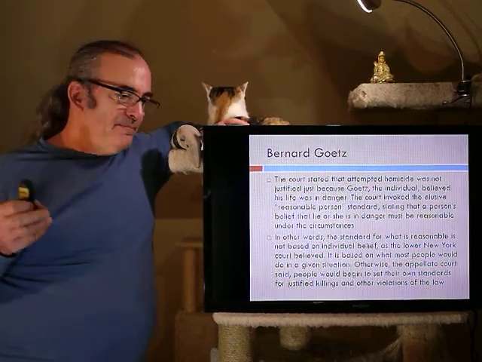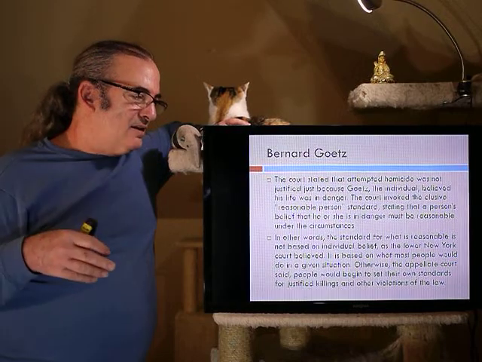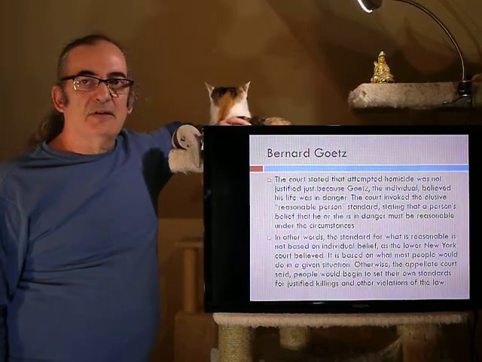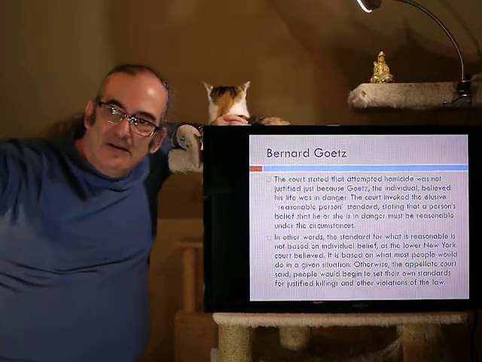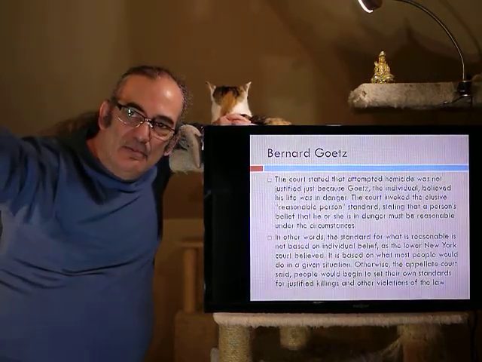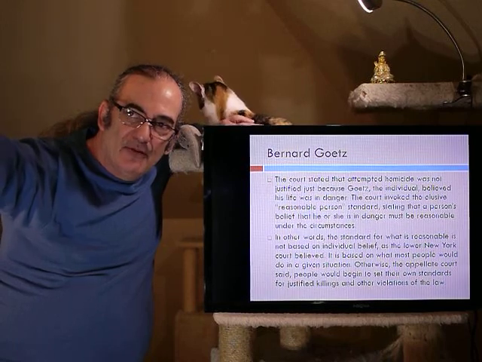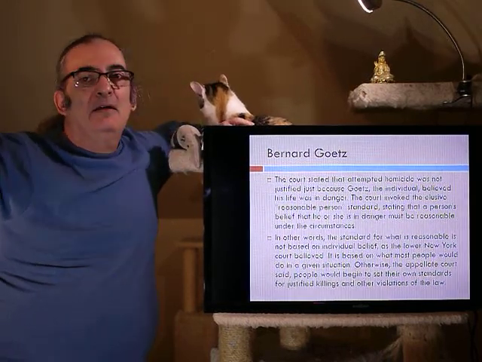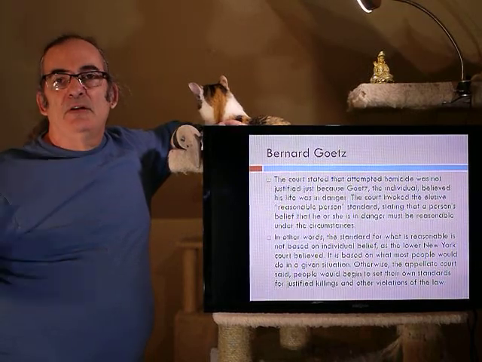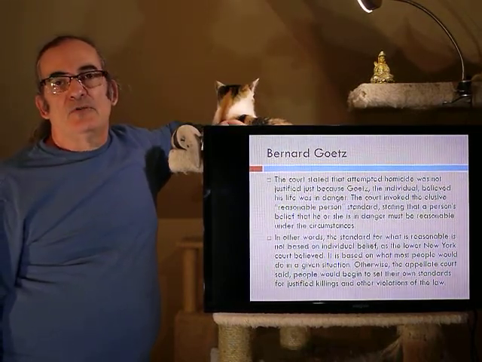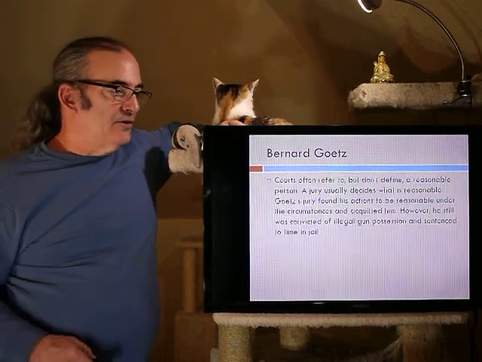Because otherwise, the appellate court said, people would begin to set their own standards for justified killings and other violations of the law. It's like, that guy over there in the alley 2 blocks away looks like he might come, and it'd be reasonable for me to take him out now before he comes here and hurts my family. Well, most people in the community are not going to think that's reasonable, and that's really what should determine what's reasonable, not the actual individual.